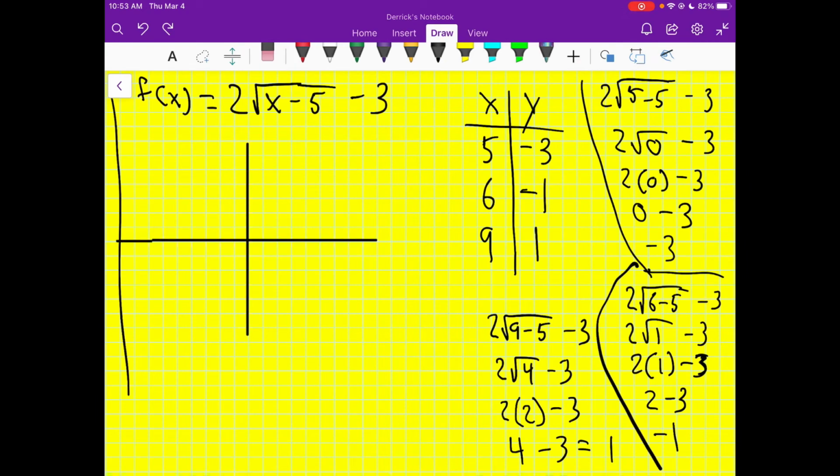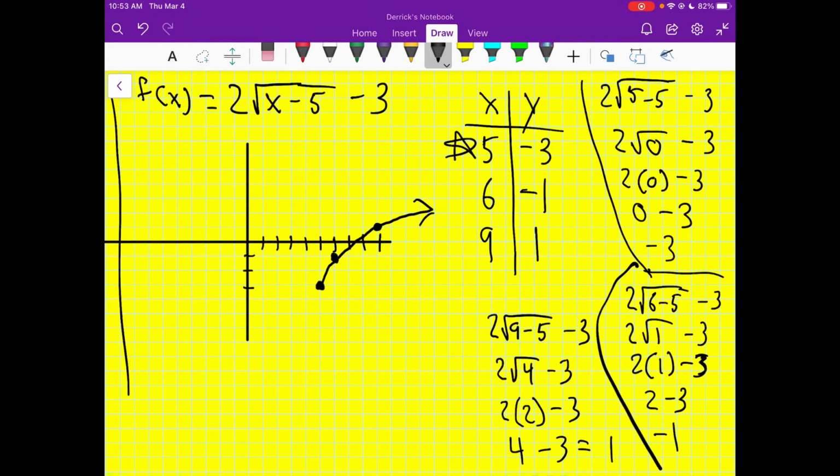Let me try and hit that on a line better. That's better. So 5, negative 3 would be right here. 6, negative 1 would be right here. 7, 8, 9, and up 1 would be right here. And so remember, 5, negative 3 was our starting point, and so we're curving off to the right and up forever.